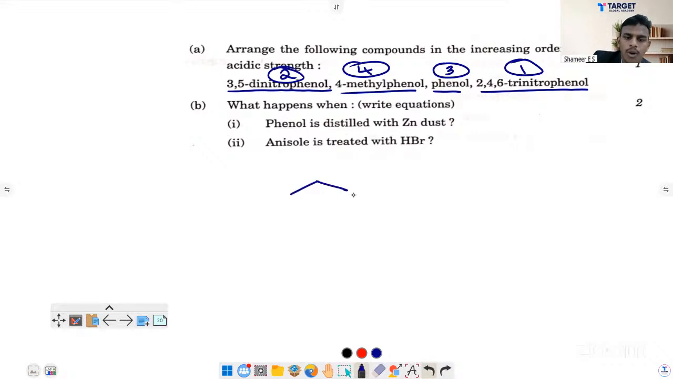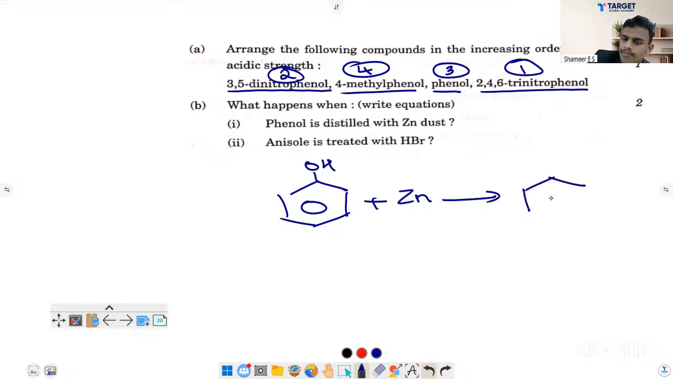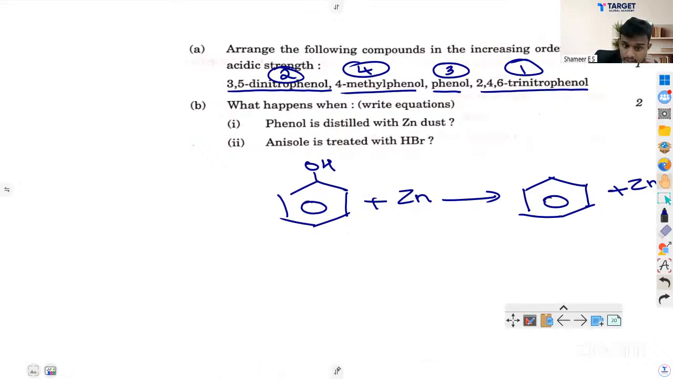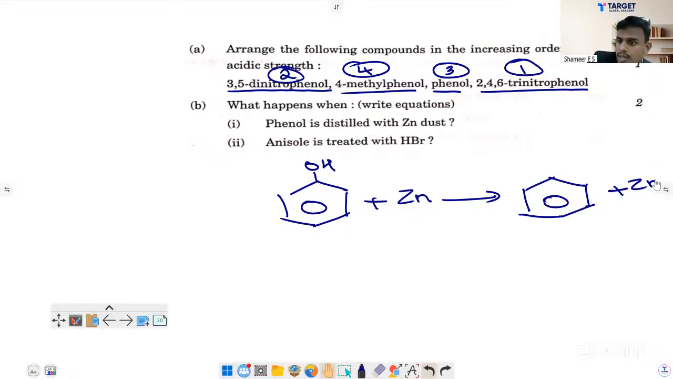Next, what happens when phenol is distilled with zinc dust? Phenol, you know the structure. You will get benzene. Zinc will take the oxygen, zinc oxide will go out, and you will get benzene.